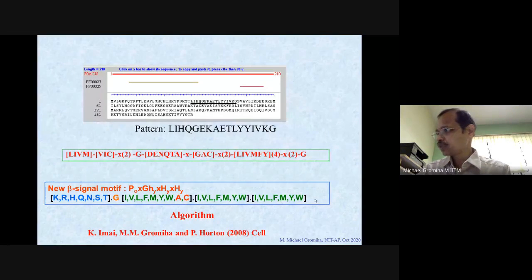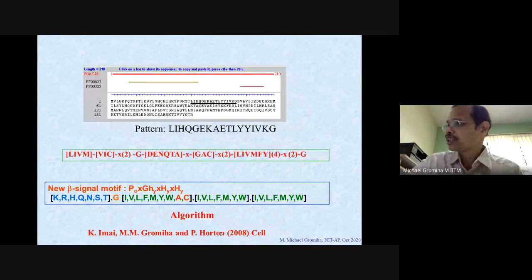We defined this motif. This is very important for the insertion of the beta barrel membrane proteins, right? And we published this in Cell, one of the prestigious journals, with an impact factor of more than 40. We published in Cell because we identified this specific motif for the insertion and assembly of these beta barrel membrane proteins. I want to write an algorithm, but no time.